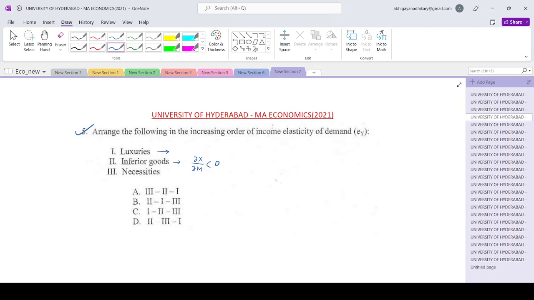So the least is basically luxuries. So this will be the third one in the list, and next it will be followed by necessities. Sorry, the first one in the list will be inferior goods because it has the lowest elasticity. That will be followed by the necessities, and then we will have luxury. So the order will be 2, 3, and 1, which is option number D over here. And that's the answer to part 5.